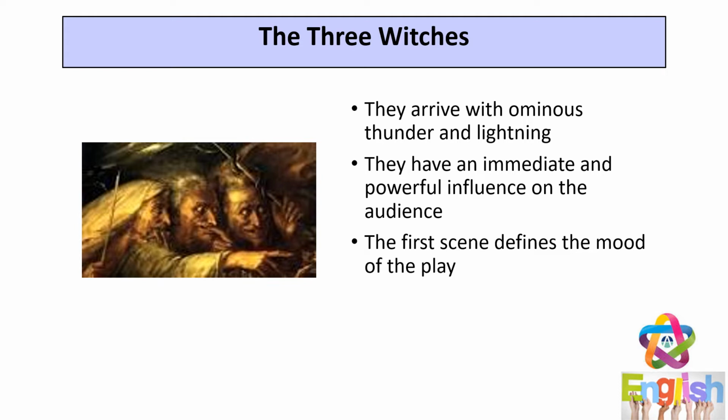So the three things I want you to take away from that are that they're important because they open the play, they arrive with this ominous thunder and lightning, and they have this immediate and powerful influence on the Jacobean audience, who would have been terrified of these women, and I say women in inverted commas because are they really women? And the first scene of this play defines the mood of the entire play. Okay.